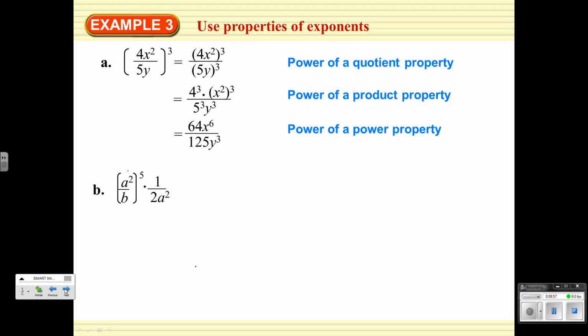Okay. Next problem. Got a lot going on here. We've got some division, we've got some powers, we've got some fractions to the power or power of a quotient property.